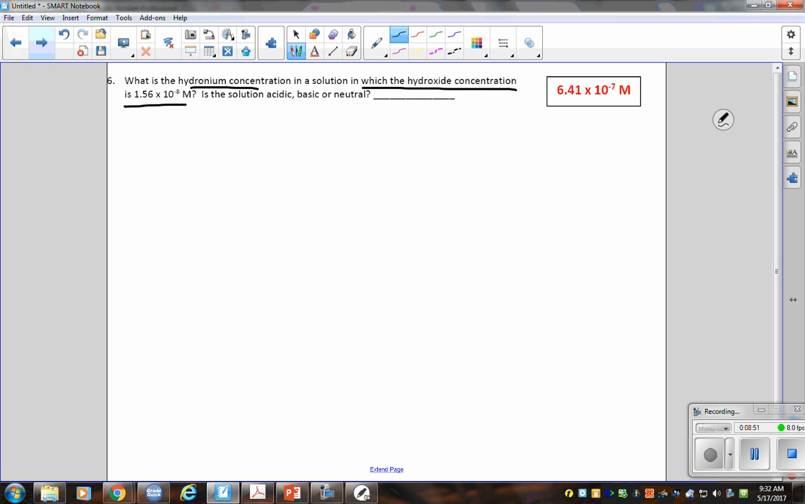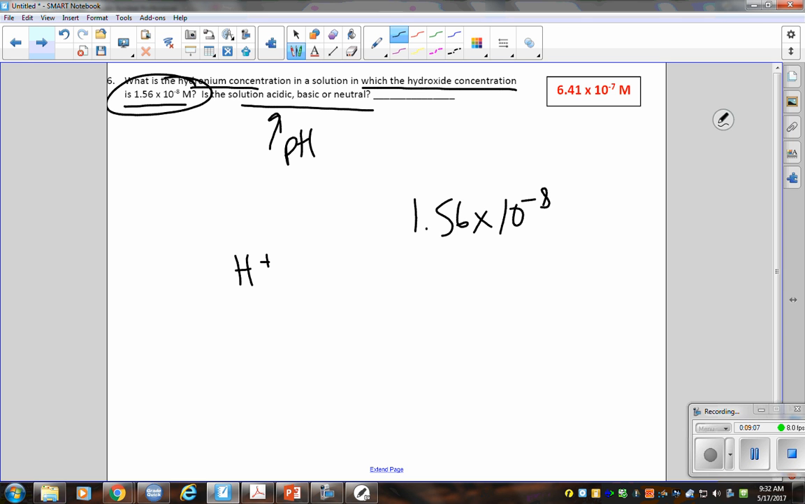That you need pH for to tell that. And hydroxide is 1.56 times 10 to the negative 8, which means in pH land, I'm starting in the upper right, 1.56 times 10 to the negative 8. Remember, H plus times OH minus across the top is equal to 1.0 times 10 to the negative 14th. So whenever I want to solve for whichever, I just drop the other one underneath.